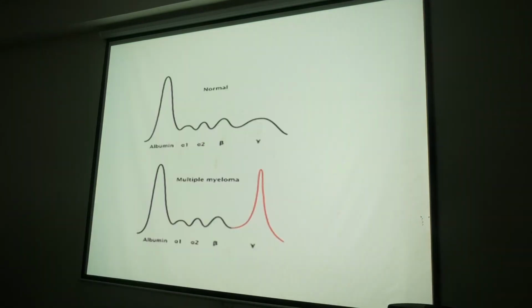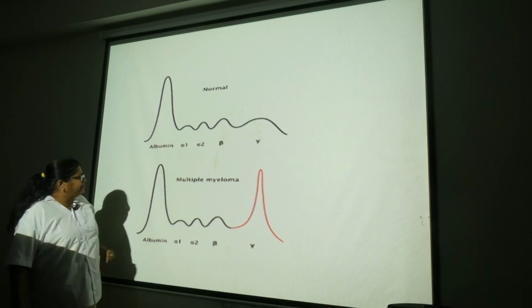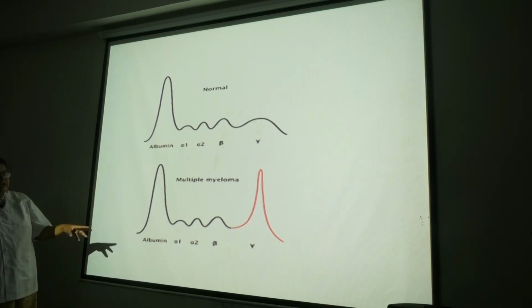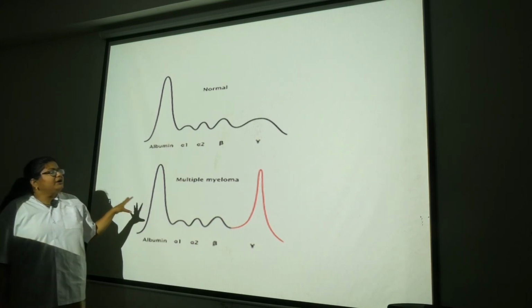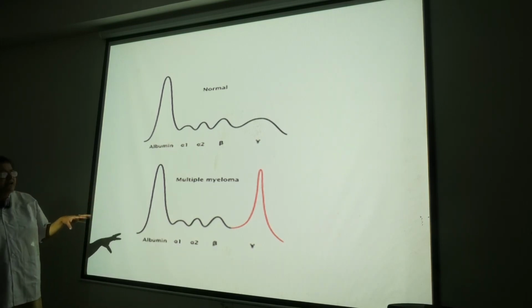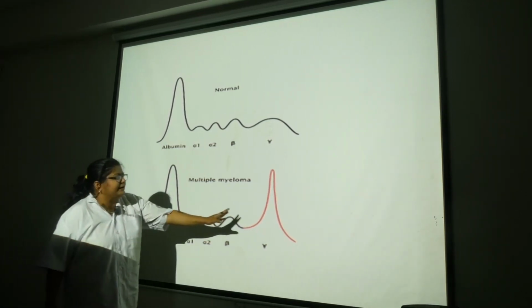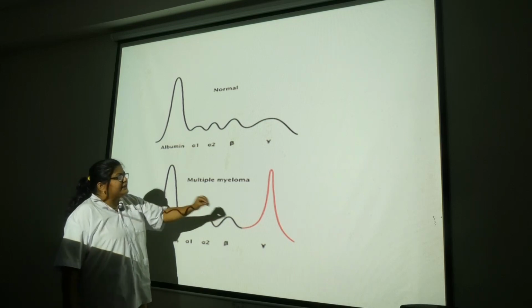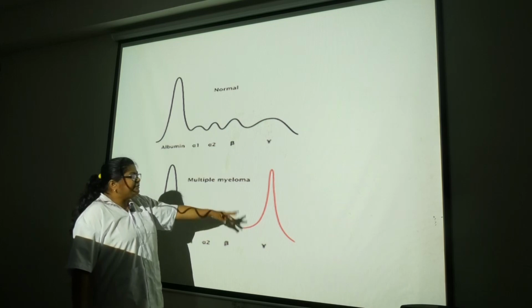Another picture of serum protein electrophoresis showing the albumin. This is the normal pattern: albumin, alpha 1, alpha 2, beta 1, beta 2 and gamma. In the case of a multiple myeloma patient, the gamma band is more. So if we analyze the serum protein of a multiple myeloma patient, we can find this kind of pattern, and from this we can say yes, these patients have multiple myeloma because the gamma band is high.